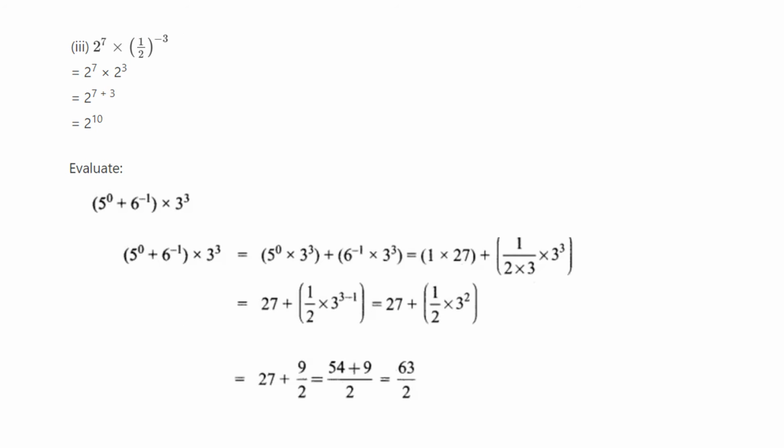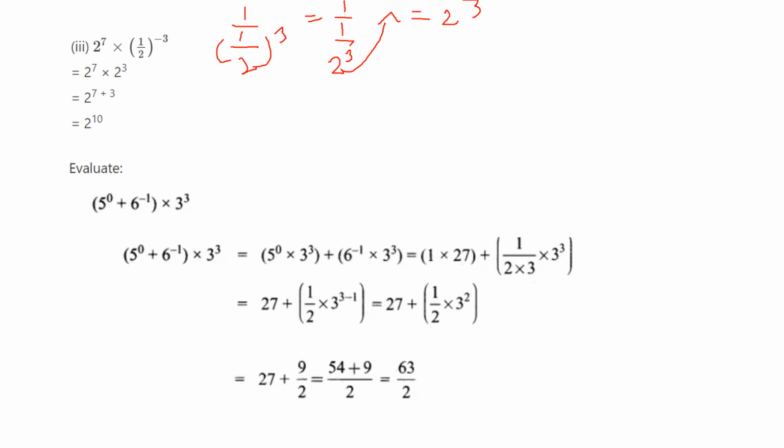2 power 7 into (1 by 2) whole power minus 3. First you write 2 power 7, and after that you write this (1 by 2) whole power minus 3. We can write it as (1 by 2) whole cube, because a power minus m equals 1 by a power m. Next, 1 cube by 2 cube is 1 by 2 cube, and 1 by 2 cube means we can write it as 2 cube.